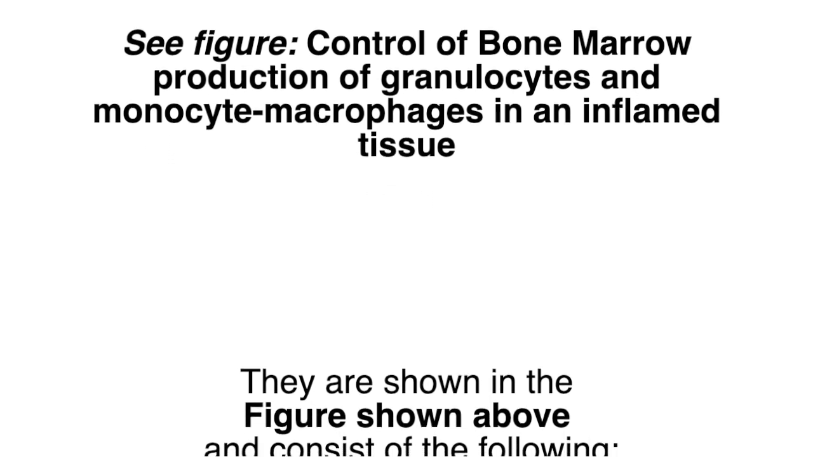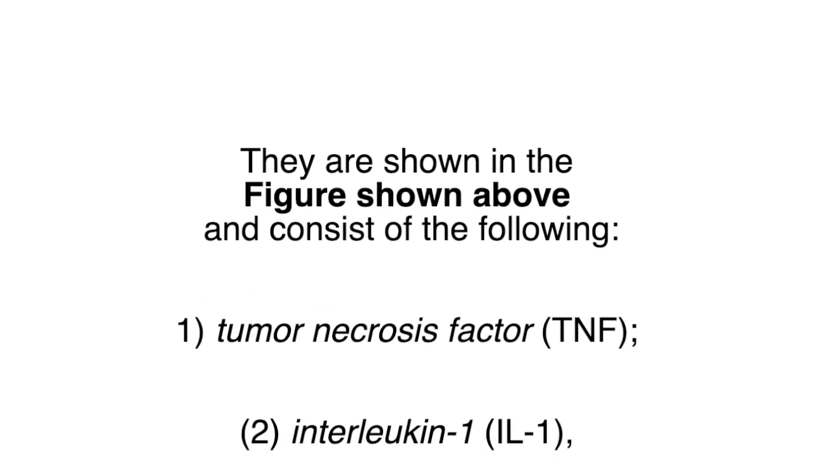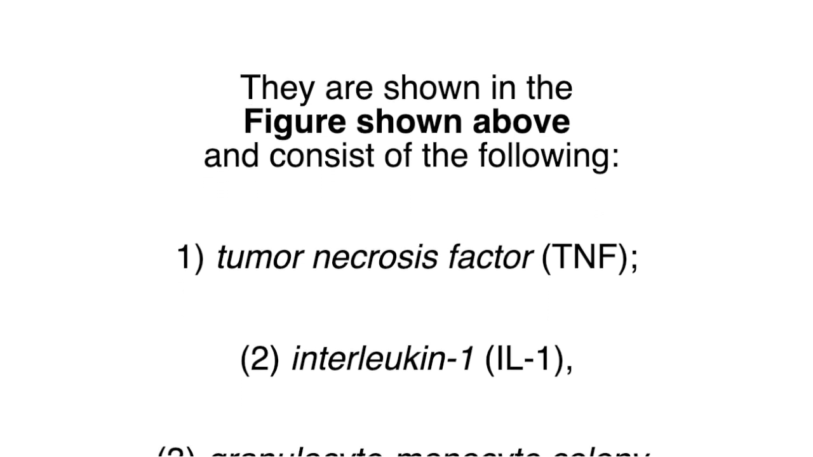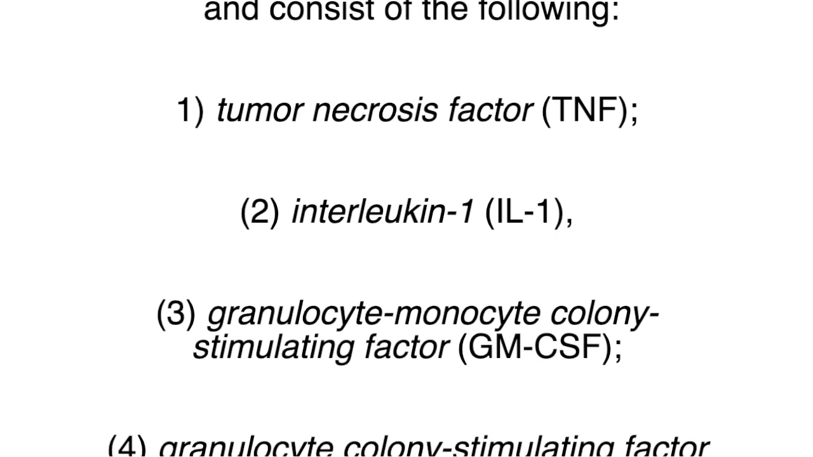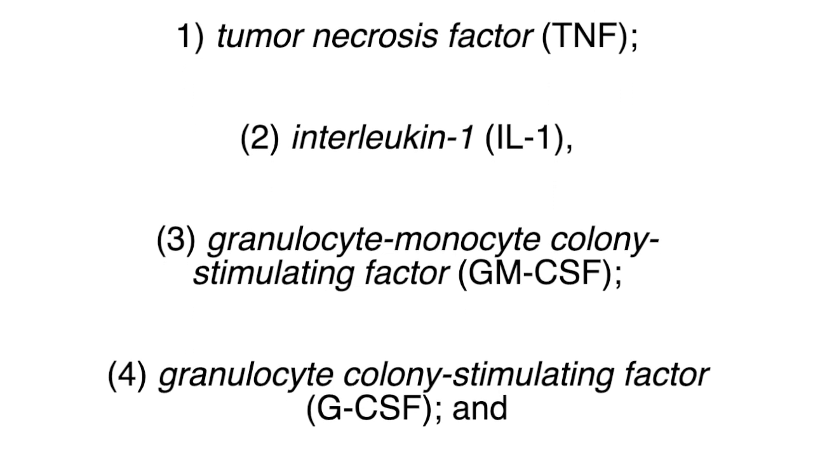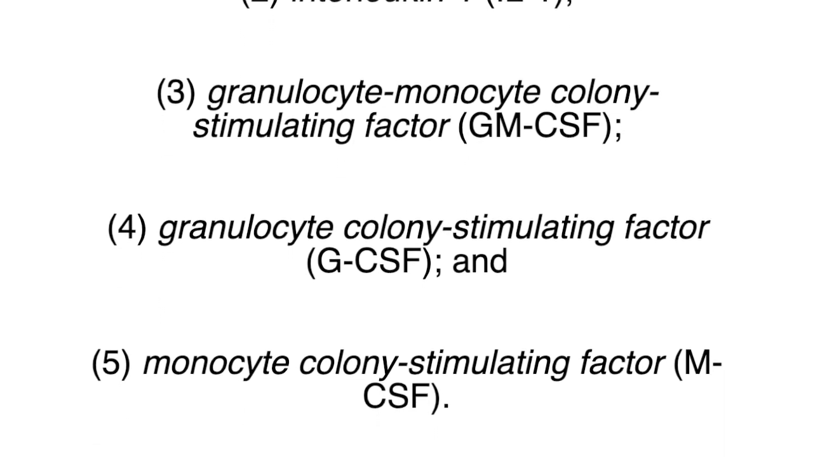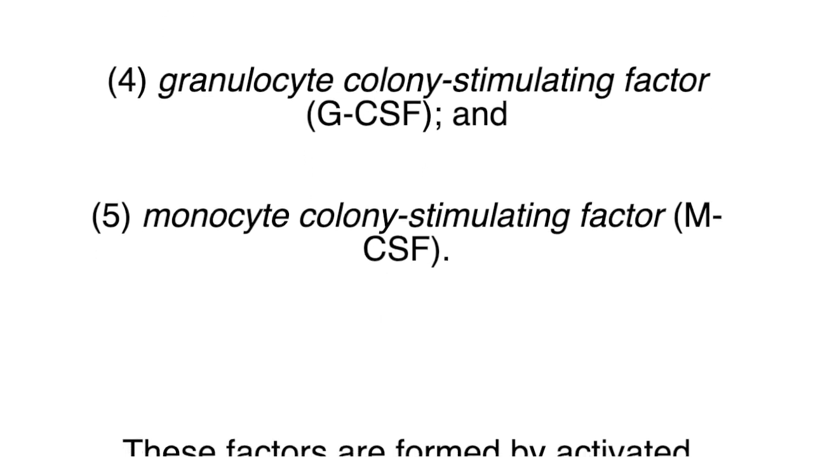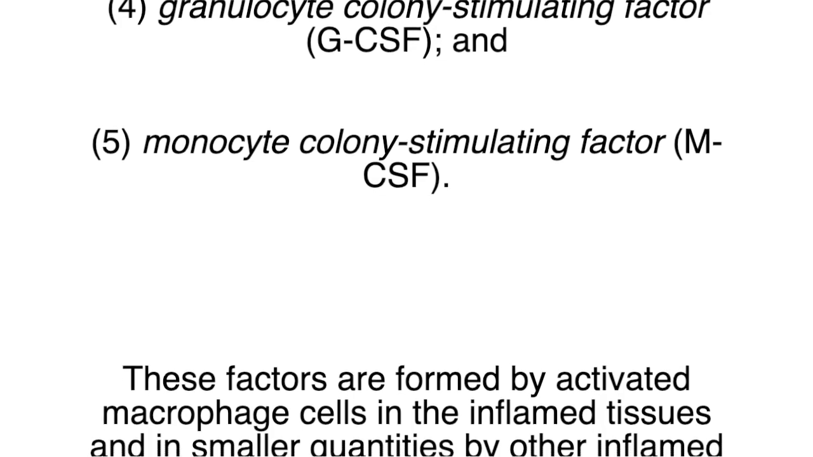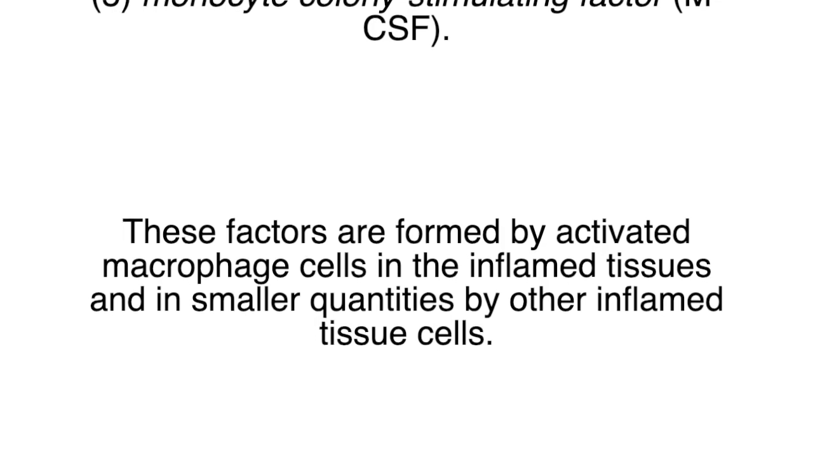They are shown in the figure shown above and consist of the following: 1. Tumor necrosis factor, TNF; 2. Interleukin 1, IL-1; 3. Granulocyte monocyte colony stimulating factor, GM-CSF; 4. Granulocyte colony stimulating factor, G-CSF; and 5. Monocyte colony stimulating factor, M-CSF. These factors are formed by activated macrophage cells in the inflamed tissues and in smaller quantities by other inflamed tissue cells.